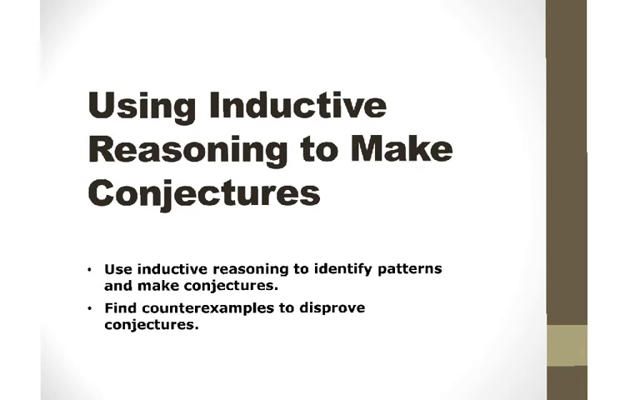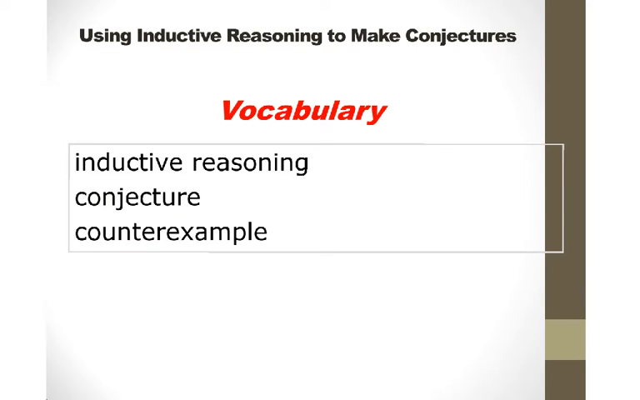So here is our objective down here. We are using inductive reasoning to identify patterns and make conjectures, and then we're also going to find counterexamples to disprove conjectures. Our vocabulary in this section is right here. It says we're going to be learning about what is inductive reasoning, what is a conjecture, and how to find counterexamples. And what is a counterexample?